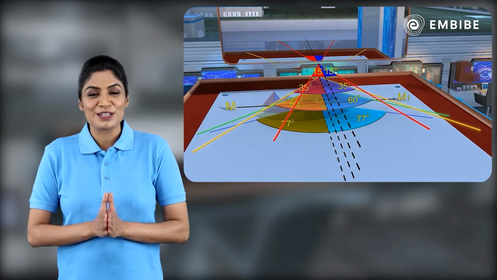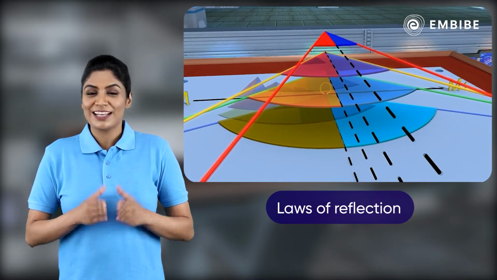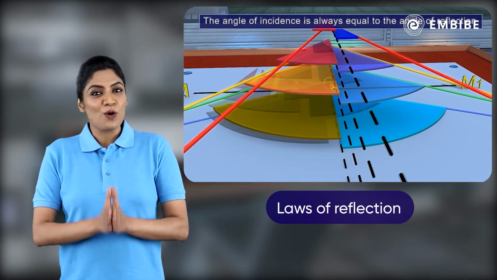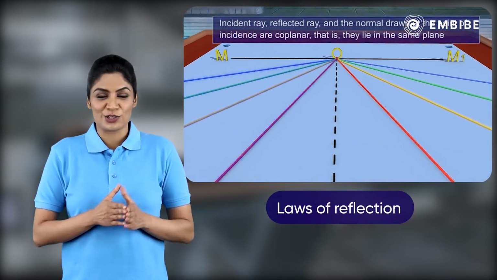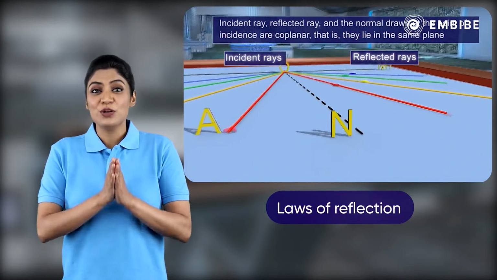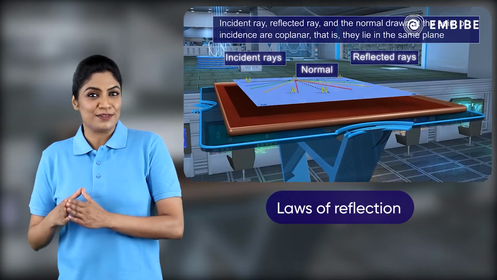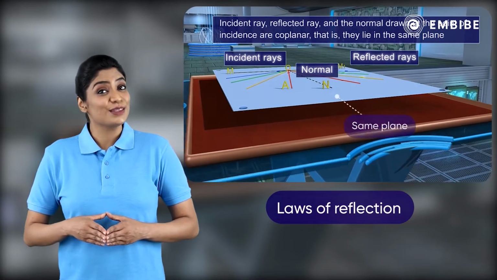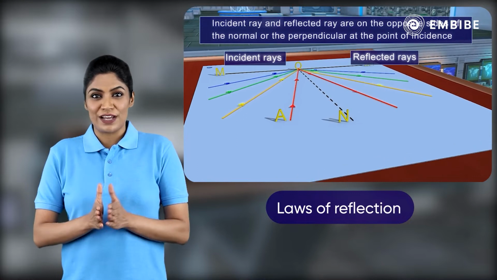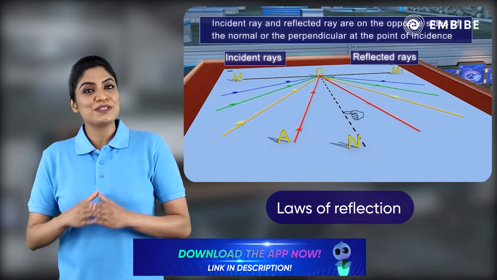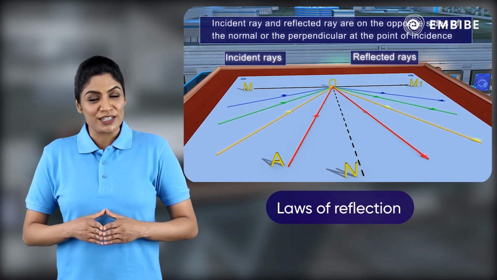From these experiments, two important laws of reflection can be deduced. The angle of incidence is always equal to the angle of reflection. Incident ray, reflected ray, and the normal drawn at the point of incidence are coplanar. That is, they lie in the same plane. Note that the incident ray and the reflected ray are on the opposite sides of the normal or the perpendicular at the point of incidence.